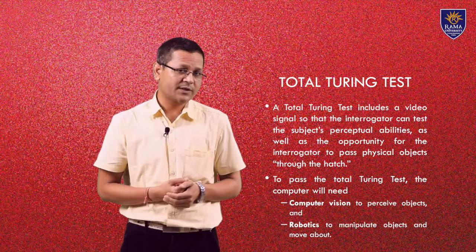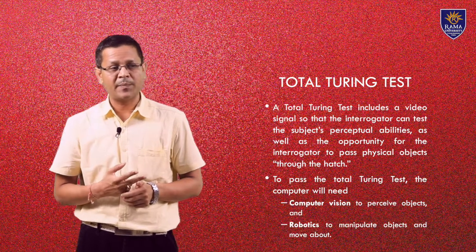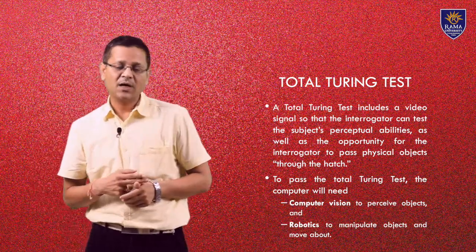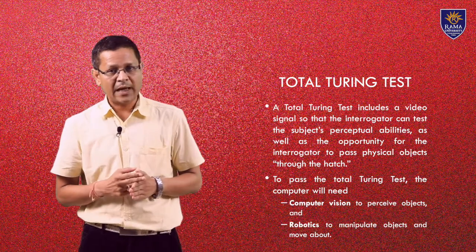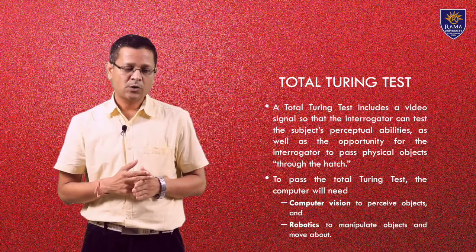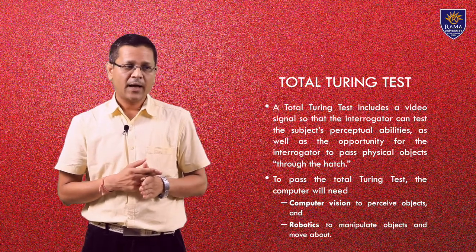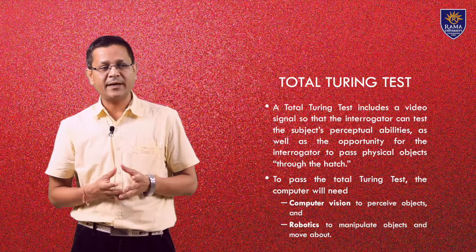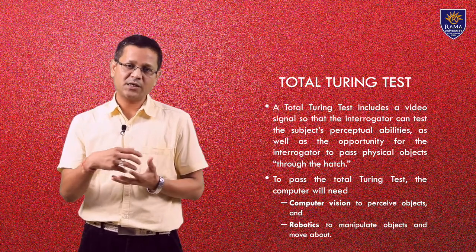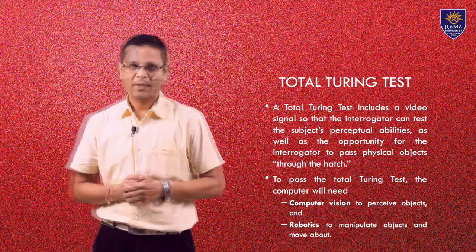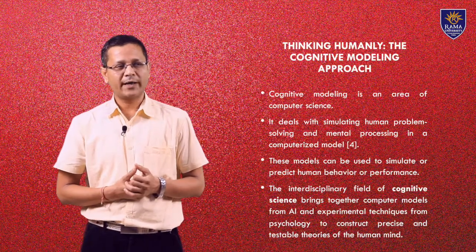To pass the total Turing test, we need 2 additional capabilities. One is computer vision and the other is robotics. Computer vision will help the computer or the machine to analyze and understand the object shown, and robotics will help to manipulate the objects, and it can move or make changes in the world around it. Now thinking humanly. It is a cognitive modeling approach.